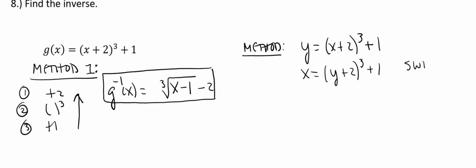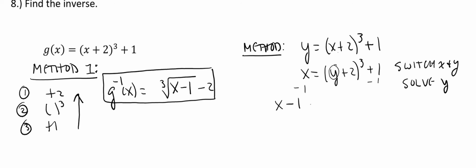And so then at this point, we're going to switch x and y. And then we're going to solve for y. So I want to solve for this. So I've got to subtract 1 from both sides. So I get x minus 1 equals y plus 2 cubed.